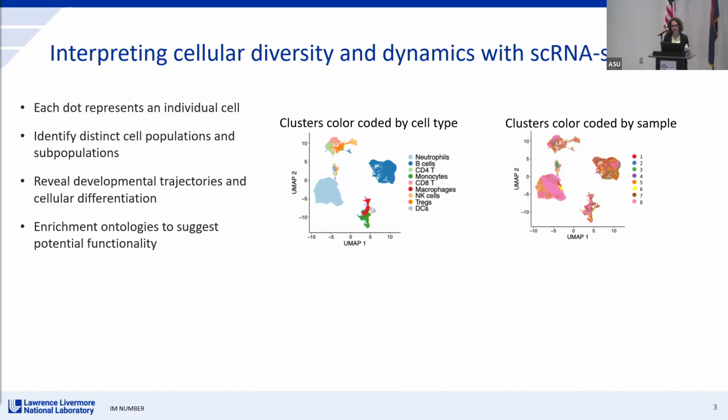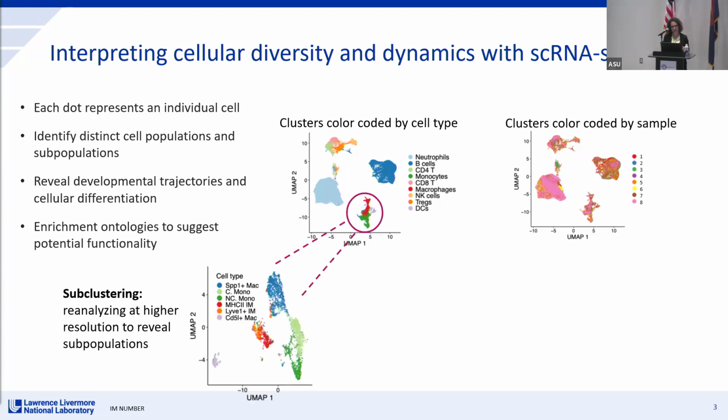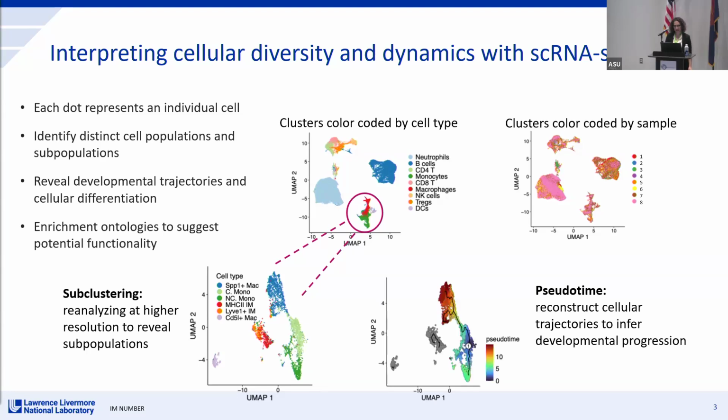We can use this type of analysis to identify distinct cell populations as well as subpopulations within broader categories of cells, specifically using subclustering. If you take that broader category of just macrophages and monocytes in this example, and you isolate those and subcluster them, you can get higher resolution on the different types of monocyte and macrophage populations that existed in that broader original category. One last type of plot I want to mention is called a pseudotime plot, which we can use to reconstruct cellular trajectories to infer developmental progression.